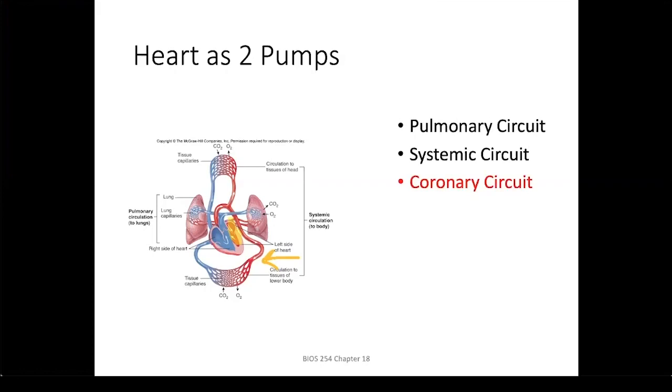In addition, there is a third circuit called the coronary circuit. This carries blood to the heart tissue to supply it. Blood going through the chambers of the heart does not supply the heart tissue.